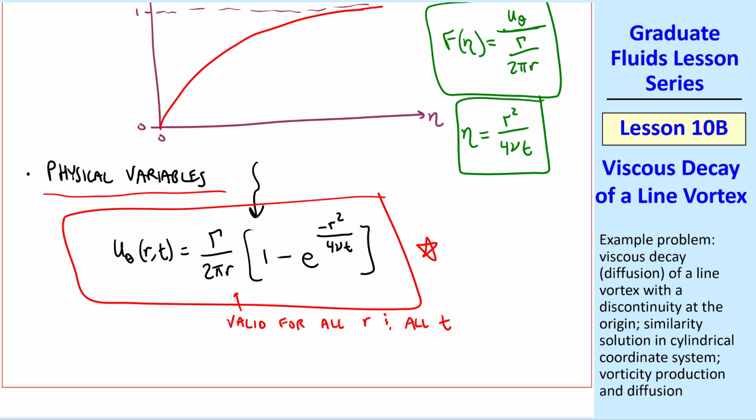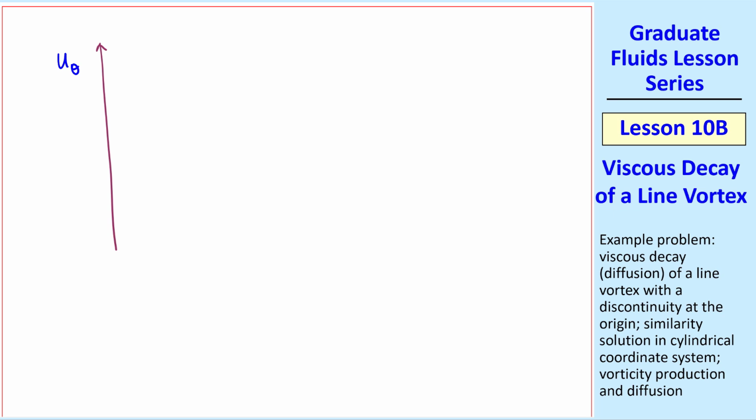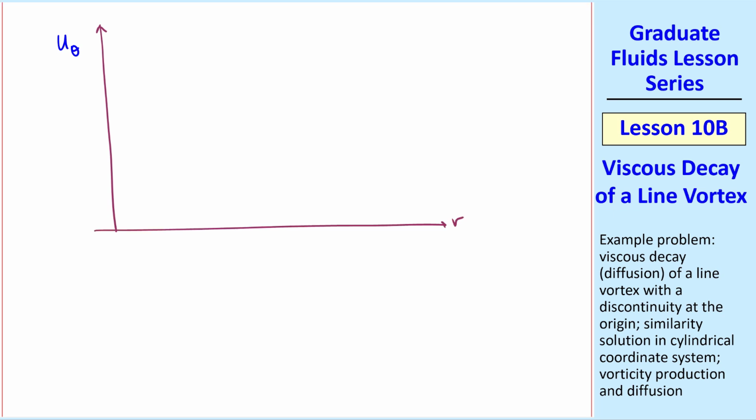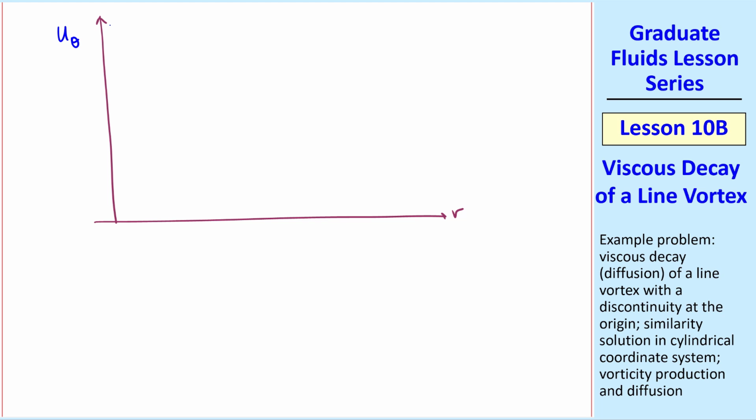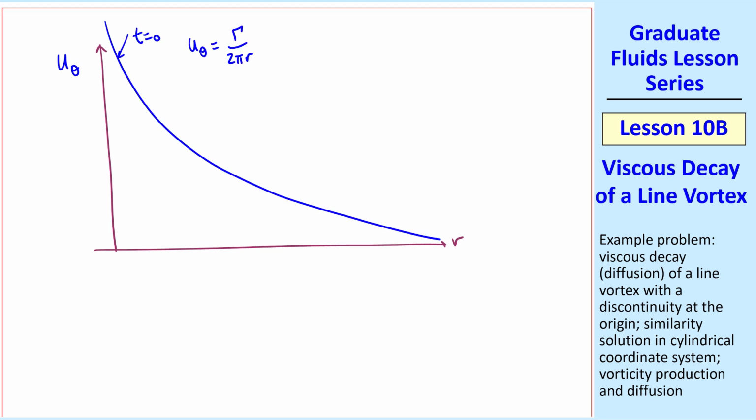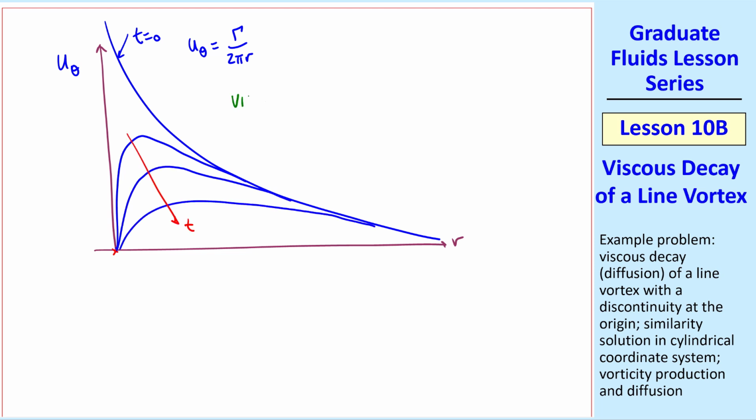What does it look like? Well, we can plot u theta as a function of r and t. I'll plot u theta on the vertical axis and r on the horizontal axis and plot several profiles. At t equals 0, we have our irrotational line vortex with a singularity at the origin. But as time increases, the profile looks something like this, and as time keeps increasing, we clearly see viscous diffusion. The effect of viscosity keeps spreading farther and farther radially. But all of these velocity profiles tend towards the initial profile, our line vortex, as r approaches infinity.